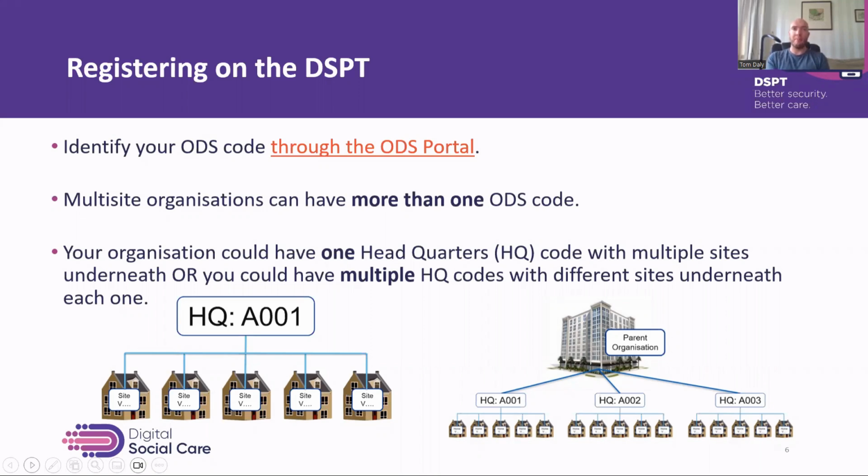You can sometimes get a parent organization where you'll have multiple headquarters codes with multiple sites underneath them. And again, we do also see more complex structures where there's sometimes a brand, if you like, which is behind the headquarters. So again, we really will support you on a case-by-case basis with these. And I would recommend looking for your ODS codes using your postcodes or other organizational information through the portal.